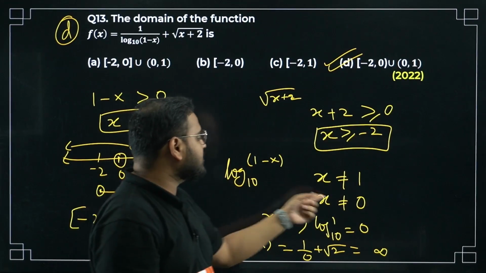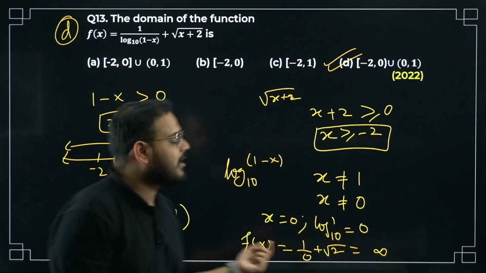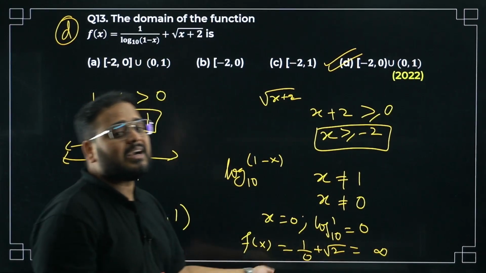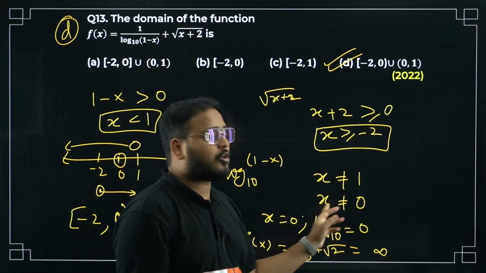Also, x cannot be 0. If you take x as 0, it will become log of 1, which makes this whole thing 0. It makes 1 by 0 come in the denominator. That's why it's undefined. So we can't take that as well. Sorry, x cannot be 1 and x cannot be 0 as well.